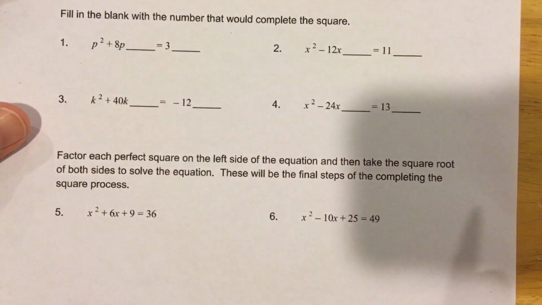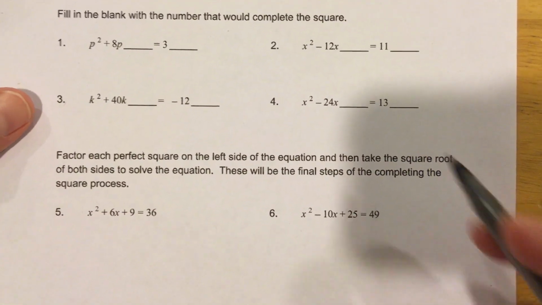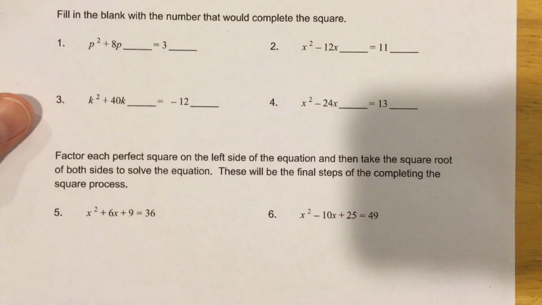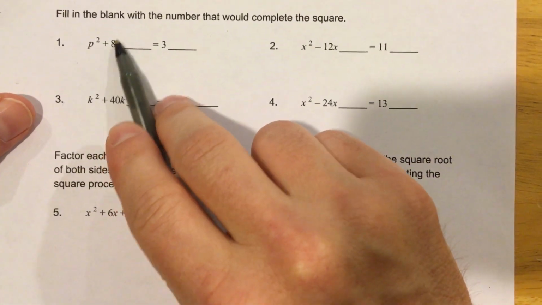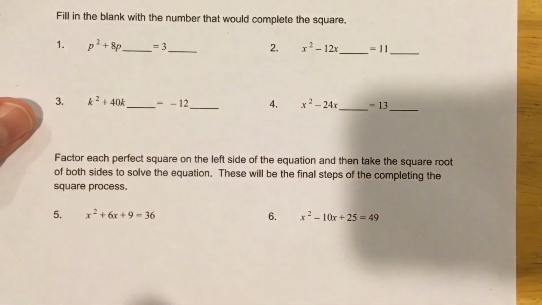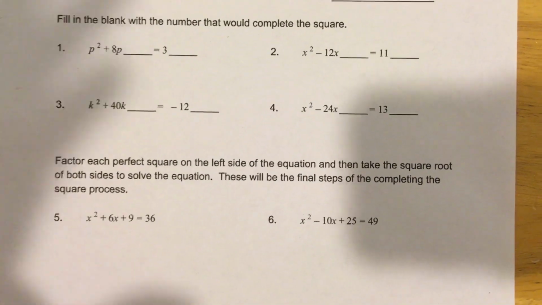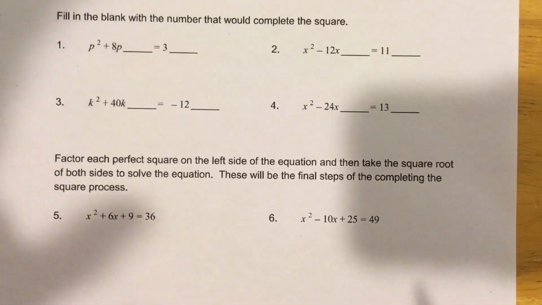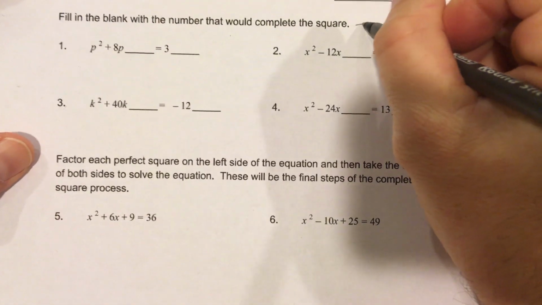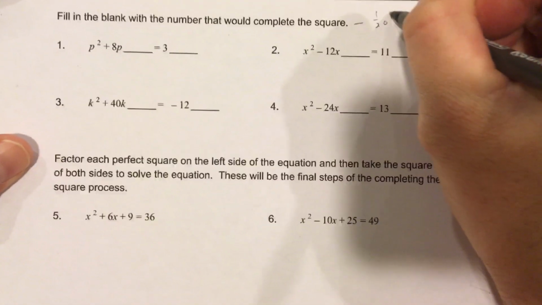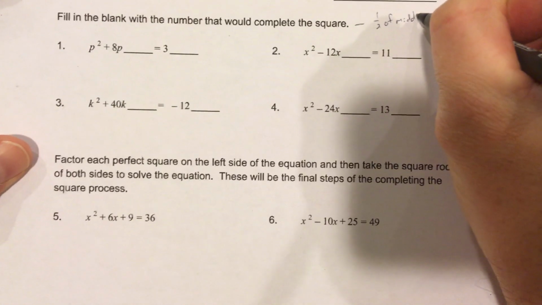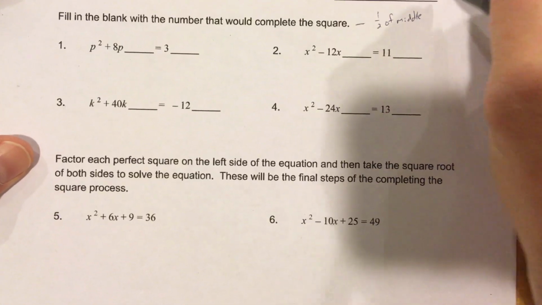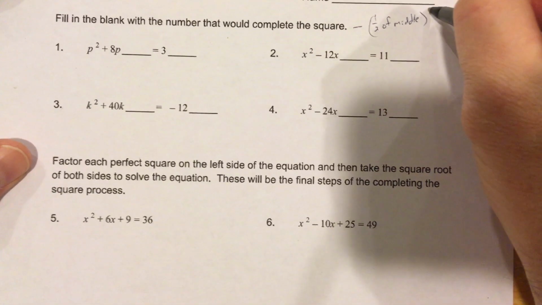First problem asks you to fill in the blank with the number that would complete the square. So when you're thinking about completing the square, what you want to do is look at this middle number. In this case, it's an 8. And you want to take half of it and then square that. So completing the square process, we're always going to take half of the middle, and then we're going to square that.